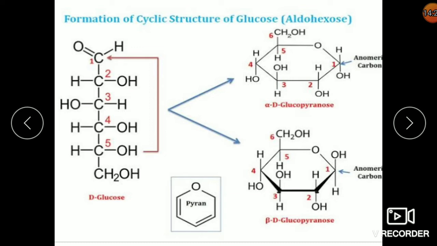Next, formation of the cyclic structure of glucose. Glucose is what? This is your aldohexose. Why hexose? Because 6 carbons are there, that's why it is called the hexose group. So we are getting this alpha D glucopyranose and beta D glucopyranose. These two structures are the same, just the presentation differs. Only the presentation is given nicely, like a benzene structure, where a heterocyclic molecule is presented.